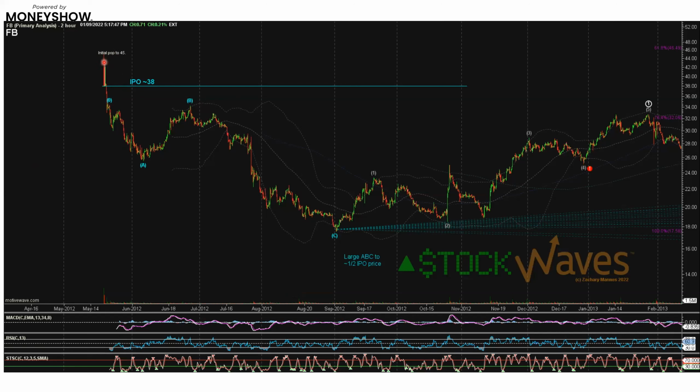And we can even see inside this structure an A, B, C down for the A wave, an A, B, C up for the B, and then 5 waves down here in the C wave. From there, we got a larger 5 waves up and then another corrective retrace, and Facebook went on to be incredibly bullish since then, and continues to be pretty near all-time highs. And this low, incidentally, was in the 18s, so roughly a 50% retrace from that initial exchange price of 38.